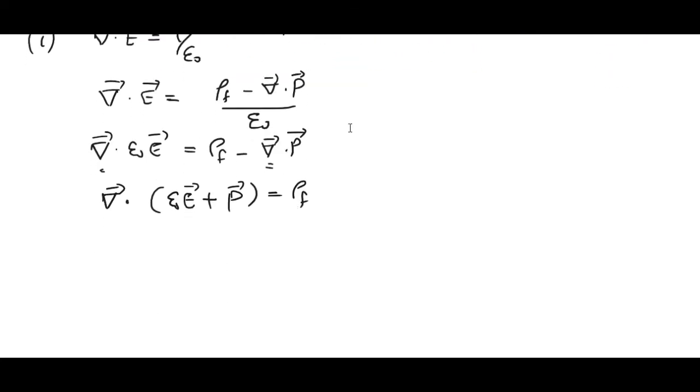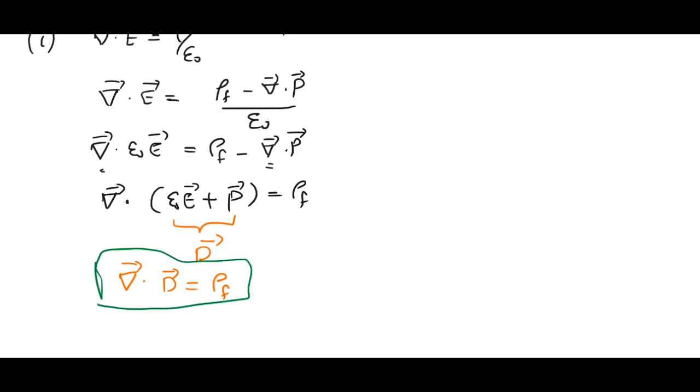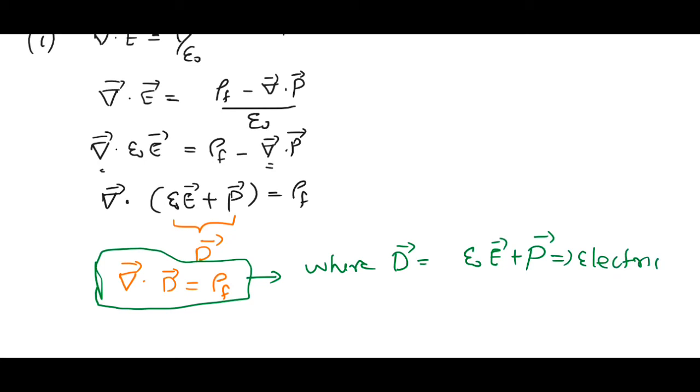The electric field in matter, in the chapter, the quantity epsilon 0 E plus P is nothing but the electric displacement vector. Therefore, this is del dot D is equal to rho f. This is the first Maxwell equation in matter, where D is equal to epsilon 0 E plus P, the electric displacement vector.